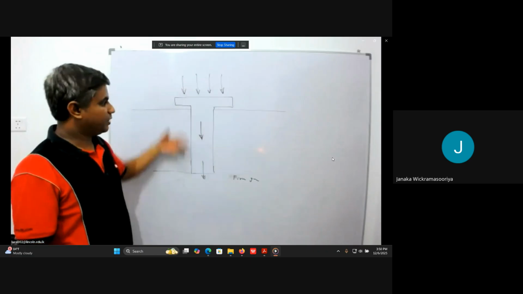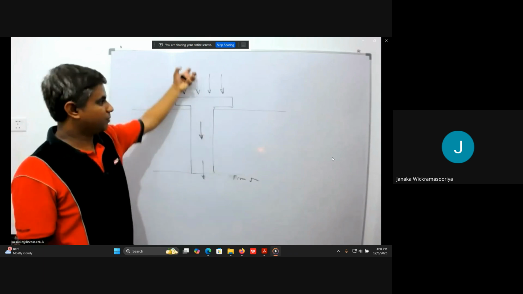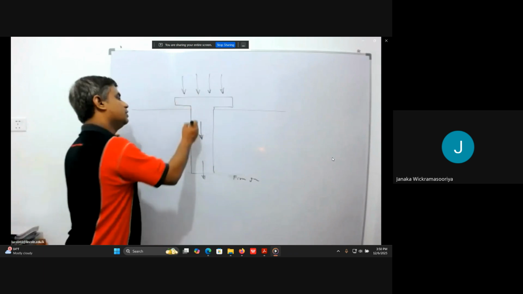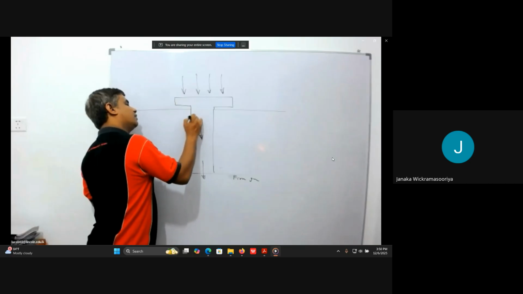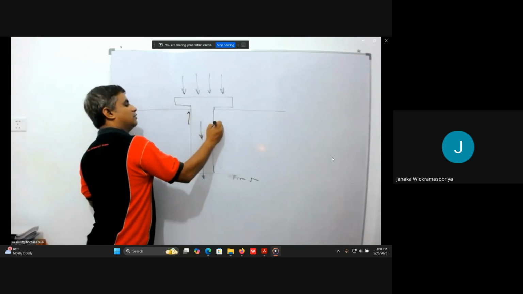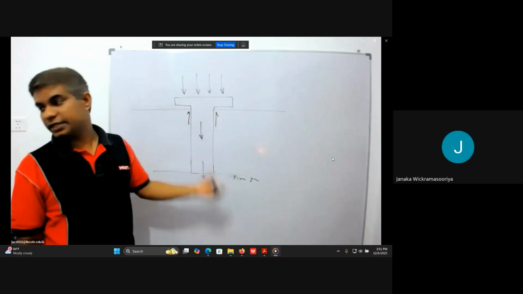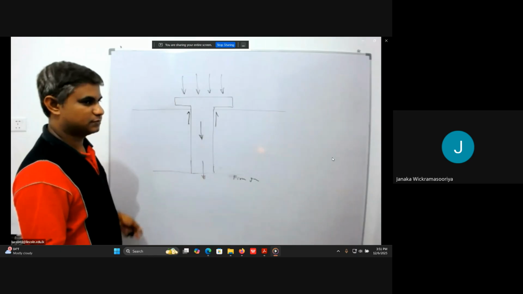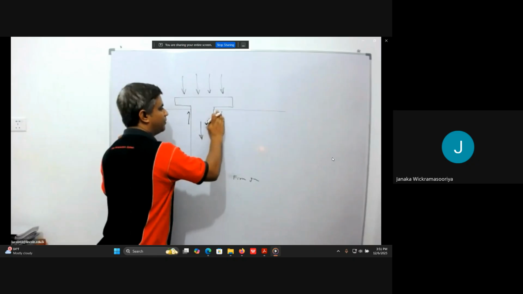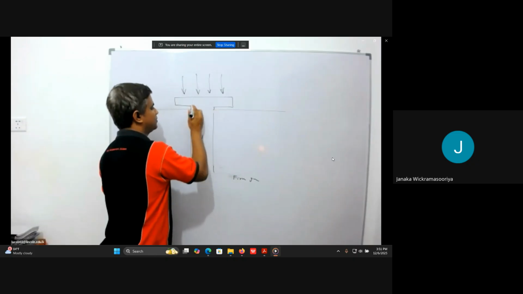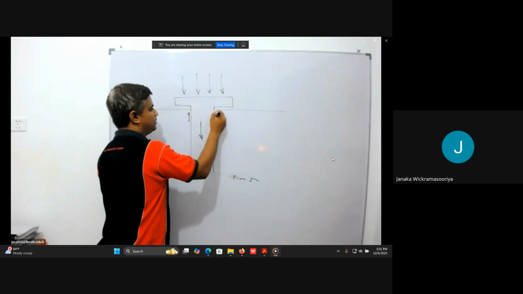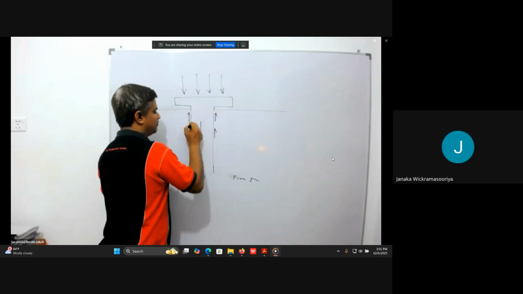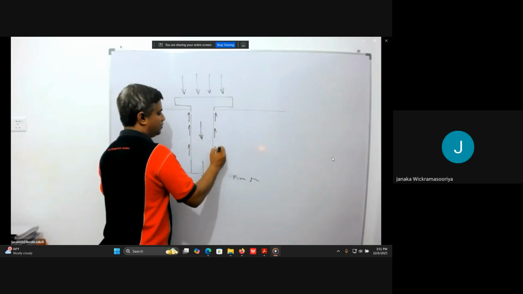And there are some piles which give a load of upward force. Upward force means relatively upward. When the soil layer goes down, relative to the soil, the pile goes up. So the skin friction occurs like this.